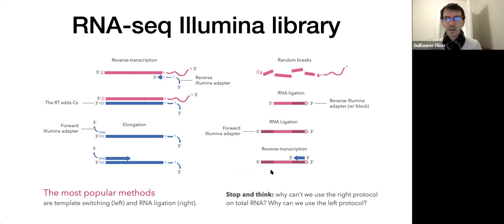Little exercise, stop and think: why can we not use the right protocol on total RNA? If you do this on total RNA, like you extract all the RNA of the cell, what's going to be the problem? So I extract all the RNA of the cell, and people ask me, Guillaume, which protocol should I use? I say, the left one. If you use this one, you're going to get a big problem. What is that big problem?